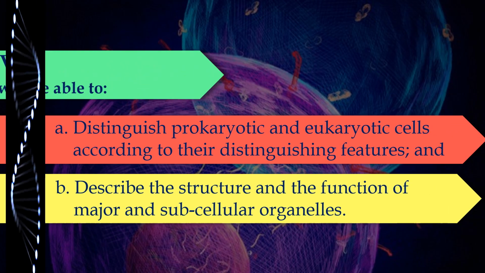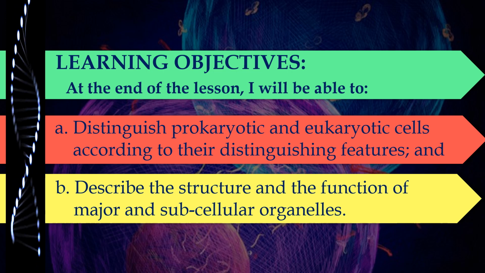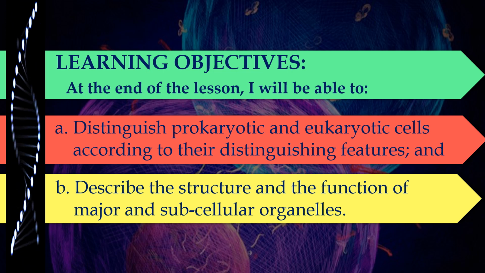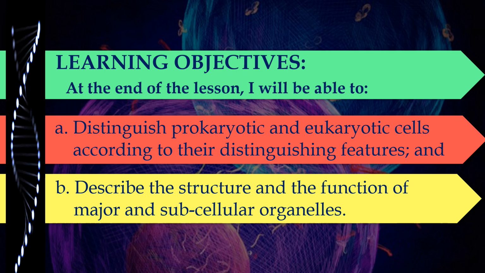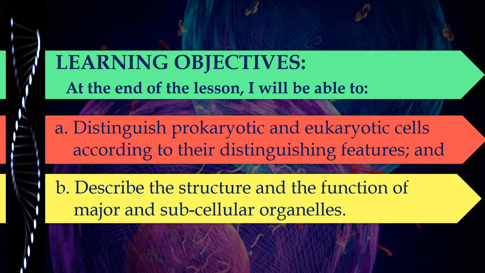Here are the learning objectives for today. At the end of the lesson, you are expected to distinguish prokaryotic and eukaryotic cells according to their distinguishing features, and describe the structure and function of the major and subcellular organelles.